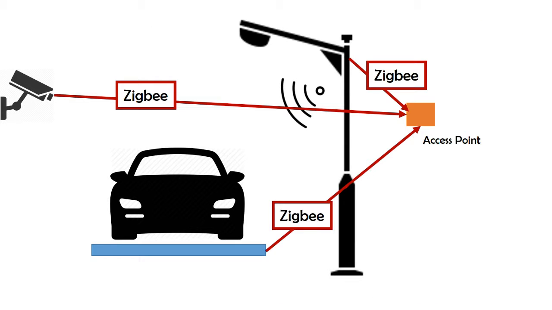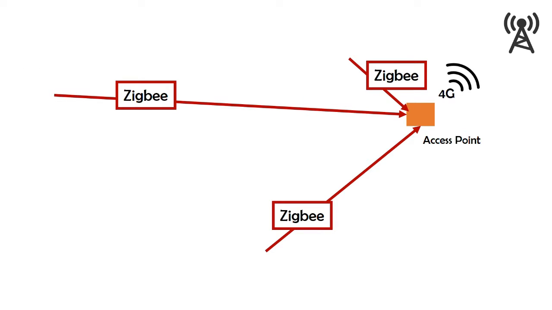These sensors are connected to an access point through the CB protocol to send the data to the network. The access point collects this raw data and sends it to the internet by cellular. To simplify these sensors, we use a dock to represent them.